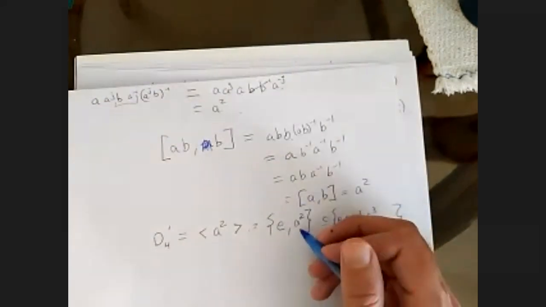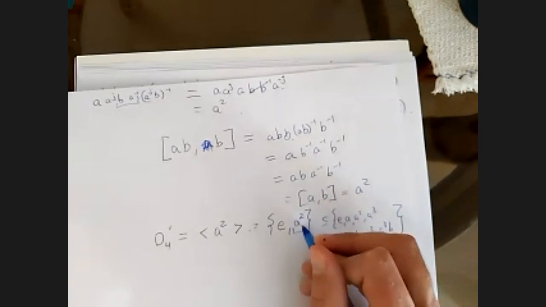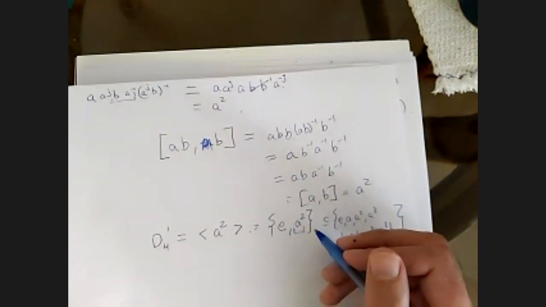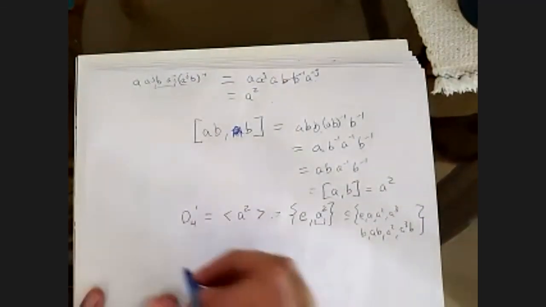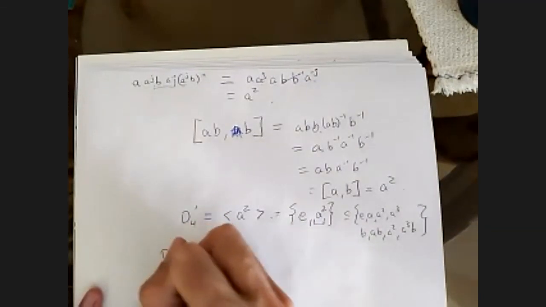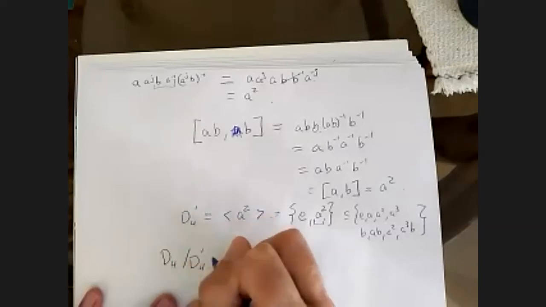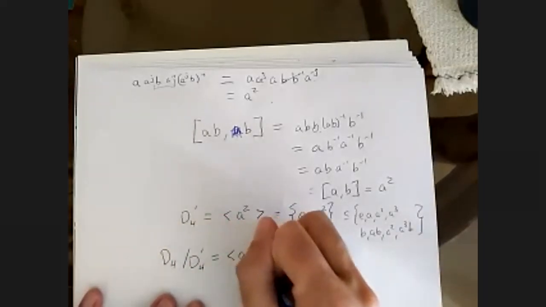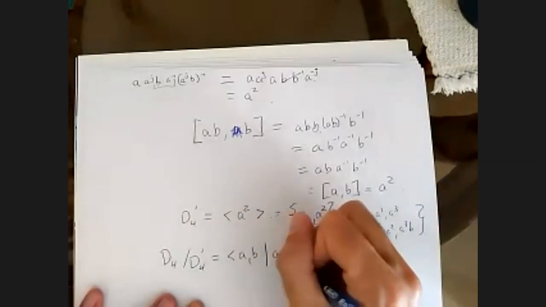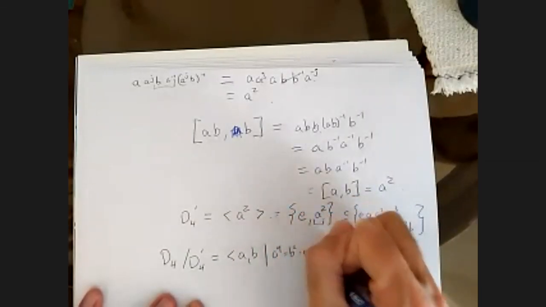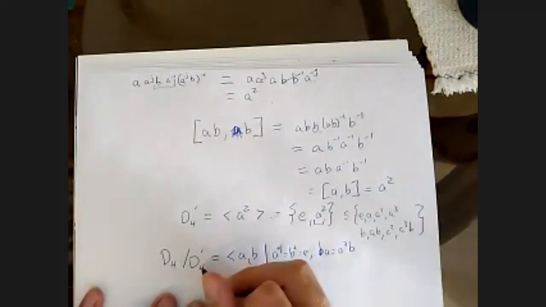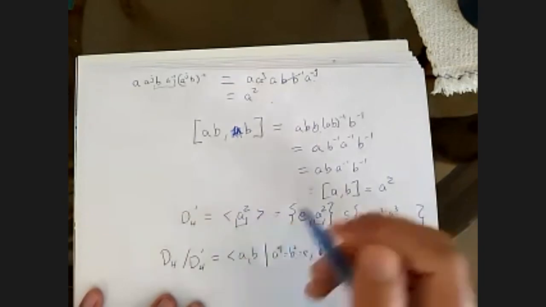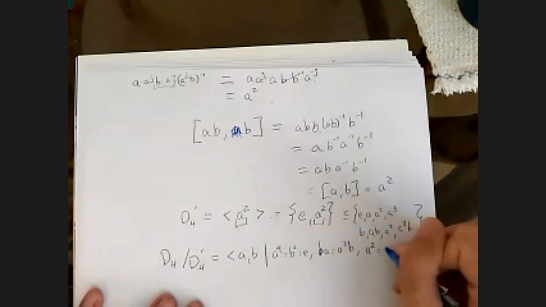We think of it like everything in D4 commutes except up to this factor of A squared. And in fact, if you look at D4 mod the commutator of D4, that's the group generated by A and B, subject to the same relations as D4, subject also to BA equals A cubed B. And once we mod out by the commutator of D4, which is generated by A squared, we have the additional relation that A squared is the identity.